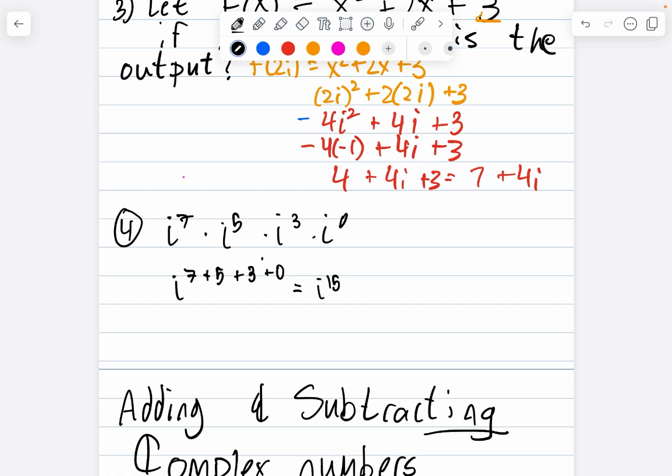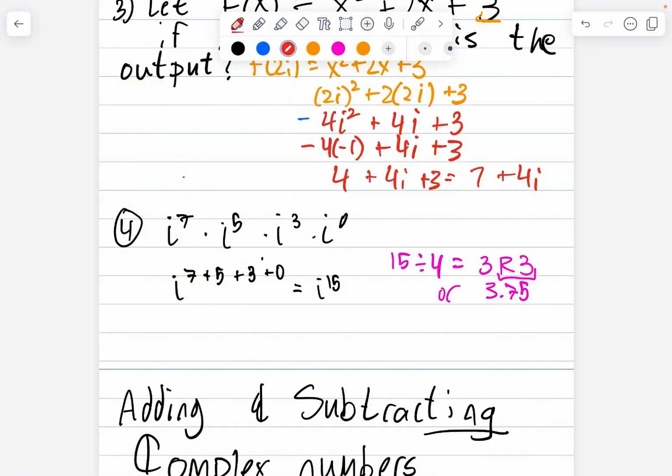What is i to the 15? As we learned earlier, we're going to do 15 divided by 4, which equals 3 remainder 3, or 3.75. All right? So all I care about is the remainder here.